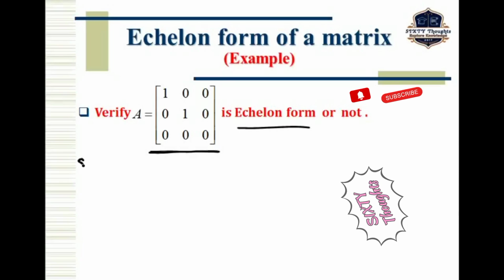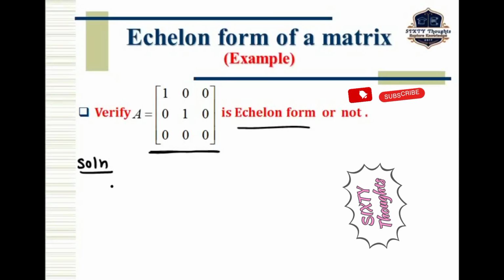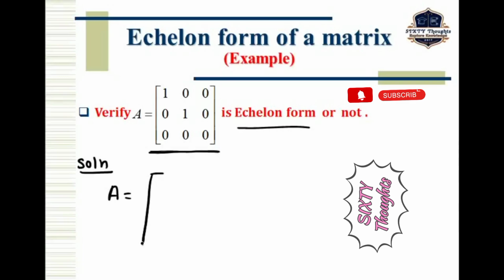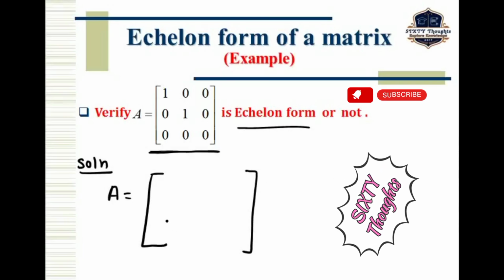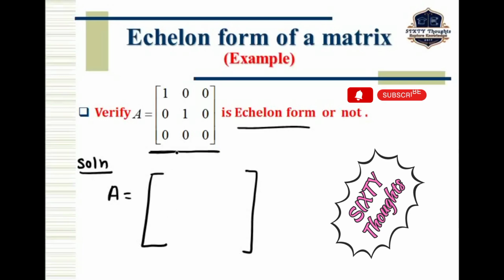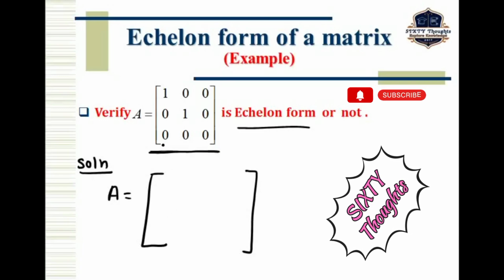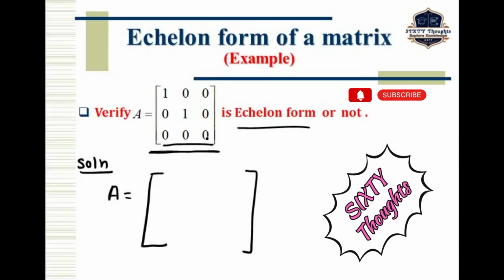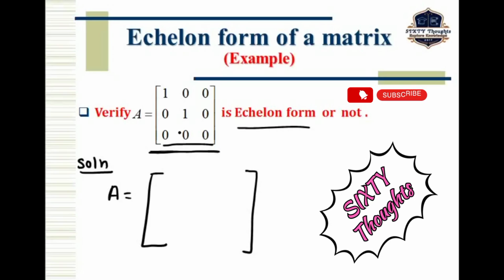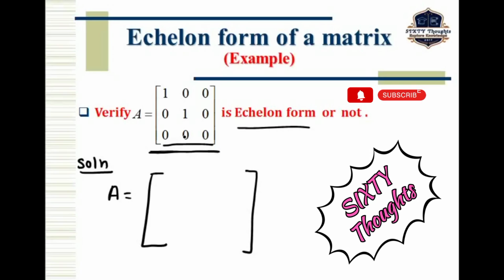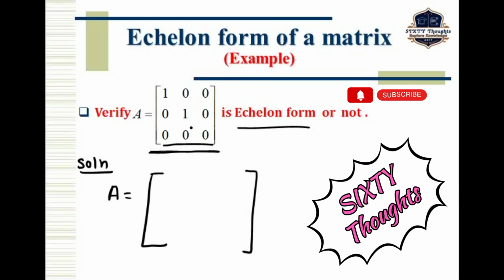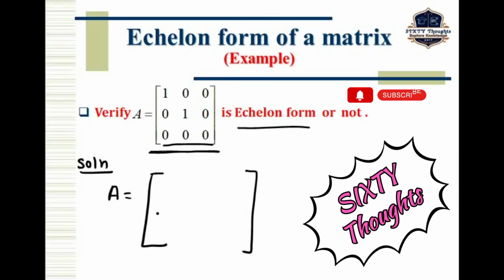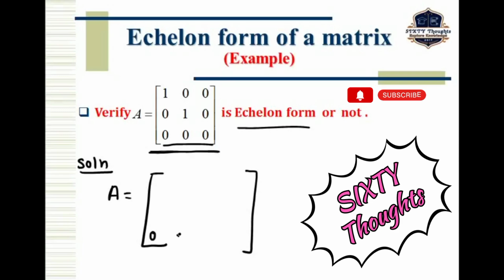So, solution. Consider the given matrix. What are the echelon form conditions? The first condition is we verify whether there are any zero rows in the given matrix; we should write these zero rows below the non-zero rows. Here the zero rows are already available below the non-zero rows only.